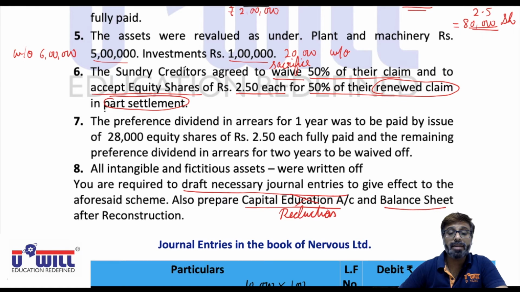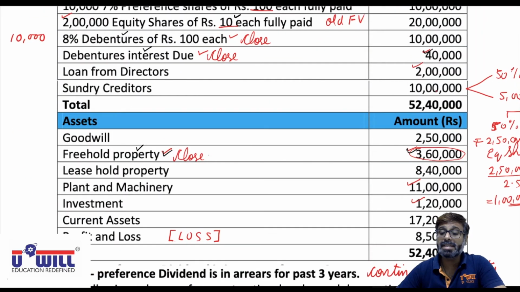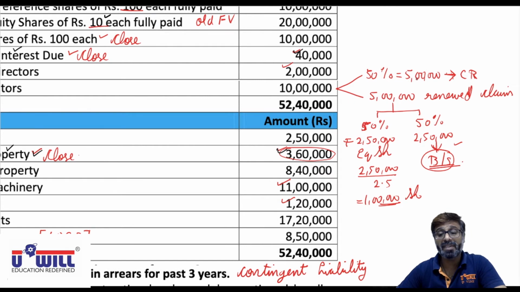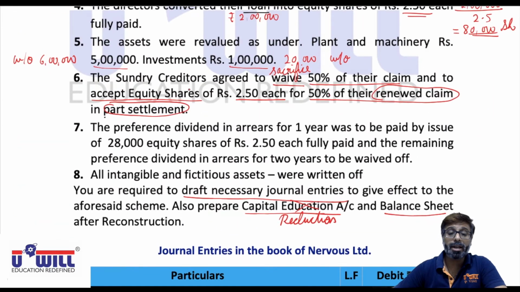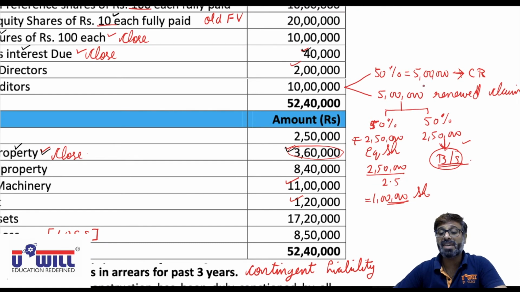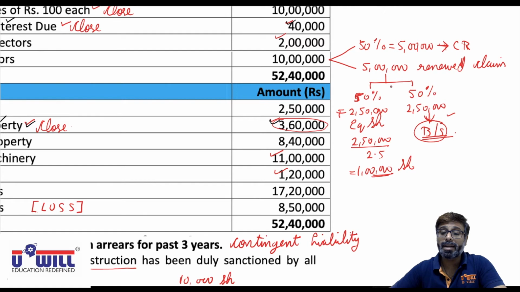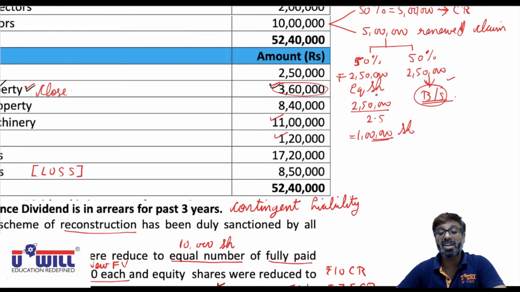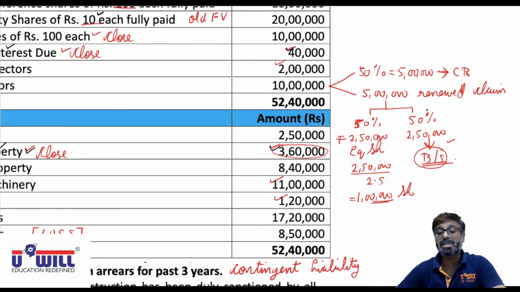and all of you also should do these kind of markings or make workings. The sundry creditors agreed to waive. Waive means sacrifice 50% of their claim. Creditors are 10 lakhs. 50% of that, 5 lakhs they sacrifice, waive. That will be directly transferred to capital reduction. Now further they say, and to accept equity shares of 2.5 each, but for 50% of their renewed claim in part settlement. Now remaining amount after they sacrifice 5 lakhs is 5 lakhs, that is the renewed claim. Out of that again, only 50% they accept in part settlement in the form of equity shares. So 2,50,000 they accept in the form of equity shares. They are again 2.5 each, means 2,50,000 divided by 2.5, 1 lakh shares we are giving them. Remaining 50% is only partly settled.